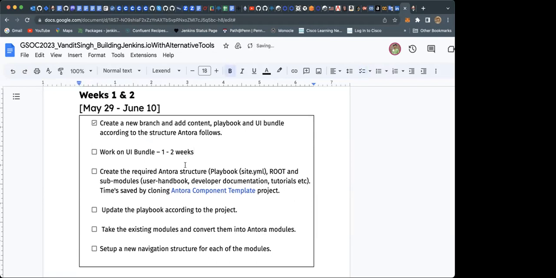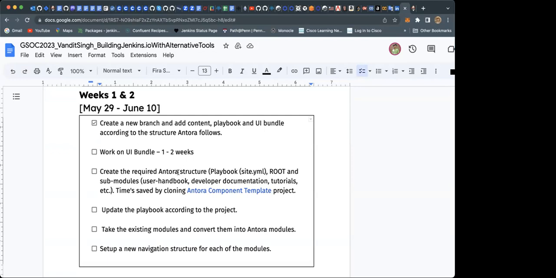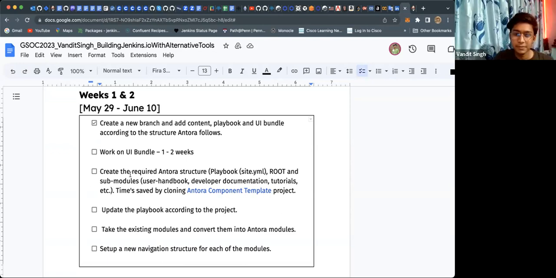So weeks 1 and 2. While working on the UI bundle, the other things will be done too, because they are related to it, like the navigation structure. Okay, so part of all these is completed. So I just need to check a repo, right? For the component template. Yeah. Okay, so partially completed.